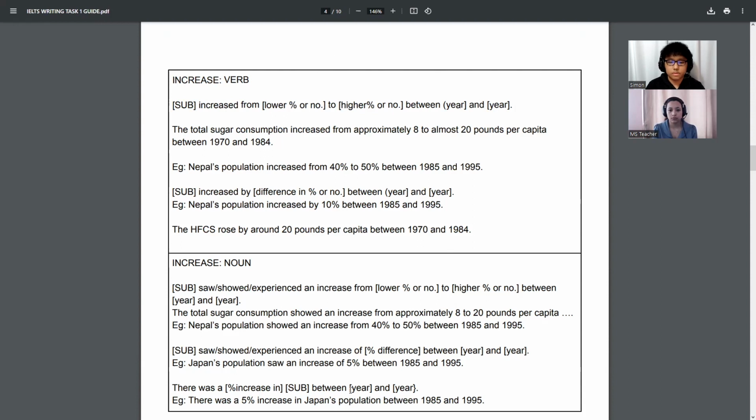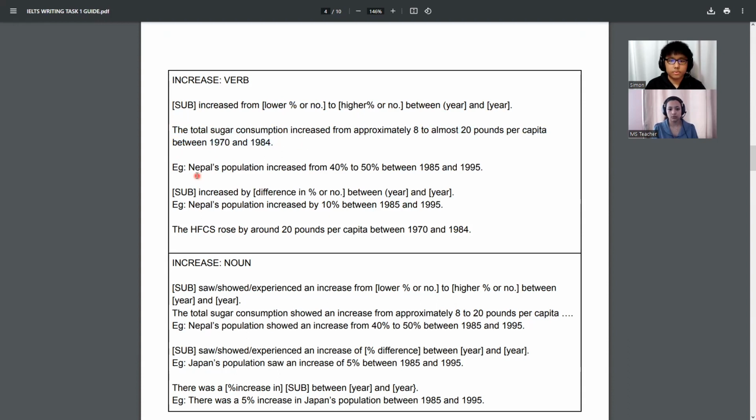You guys can say that. One example is the total sugar consumption increased from approximately 8 to almost 20 pounds per capita between 1970 and 1984. So this is the word increased from, right? And then the percentage or number, and then between which years. So like, you know, the number or percentage goes here, and then the timeline goes here.